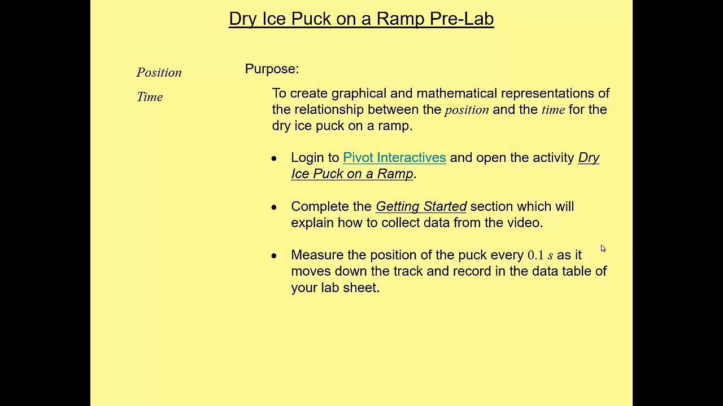Then you're, of course, going to make a graph. Now, in this case, since we're choosing 0.1 seconds to be our time increment, that makes time our independent variable. It's the one we are controlling. And therefore, we will measure the position, which is the dependent variable.